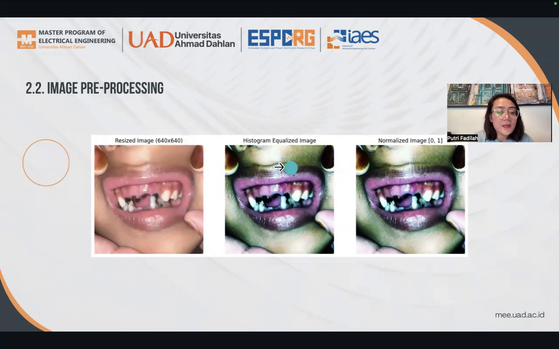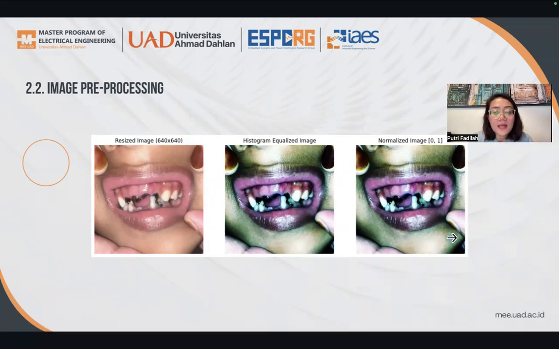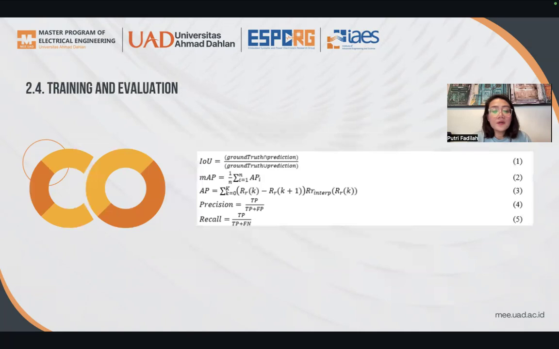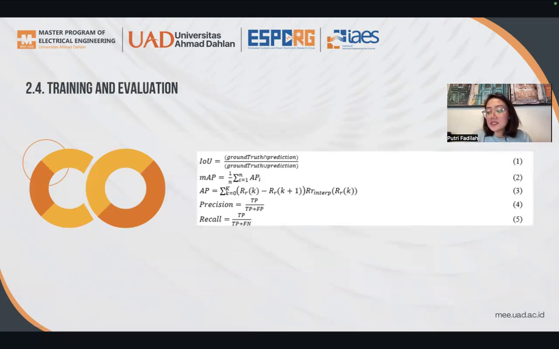After that, we did image pre-processing: resizing the image, histogram equalization, and then normalizing the image. Then we compared three deep learning detection models: Faster-RCNN, YOLO V8, and DETR. We used Google Colab to detect each object type. And this is the mathematical equation used in this research.